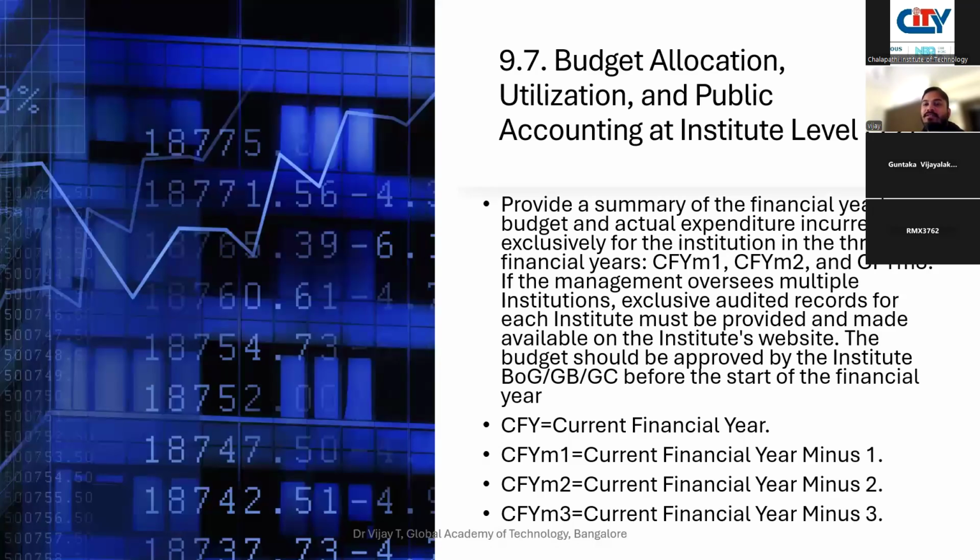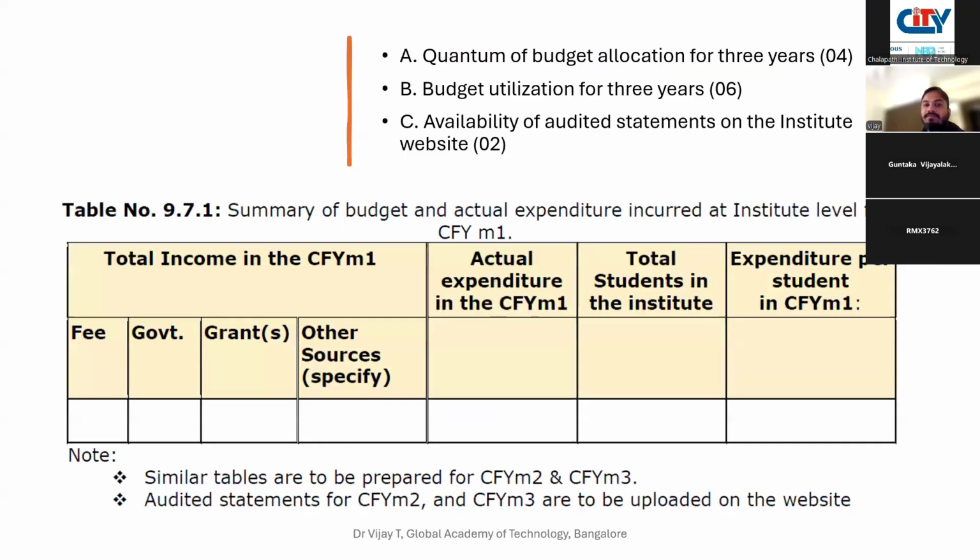The budget allocation, utilization, and public accounting at institution level. So as per NIRF, the total amount that is being collected by the institution under various heads and its utilization has to be publicly visible. That is, on the website. So audited statements of the financial years have to be put up on the website to get these 12 marks.